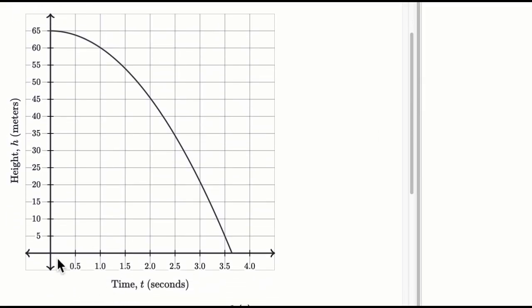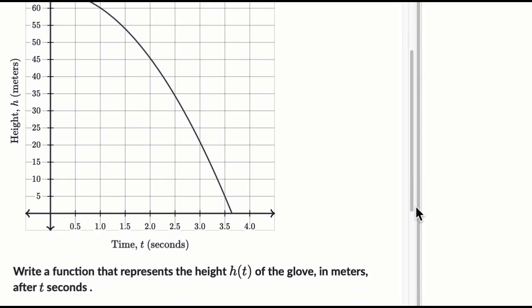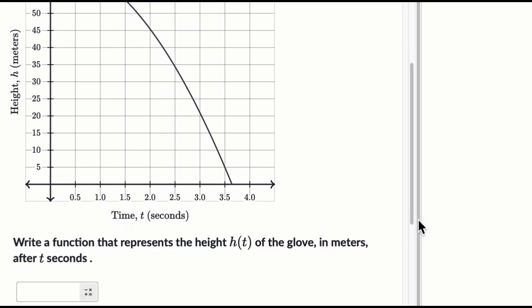So it looks like at t equals 0, we're at 65 meters. That's what they said. And it looks like we hit the ground a little bit more than 3.5 seconds afterwards. Fair enough. Write a function that represents the height of the glove in meters after t seconds.